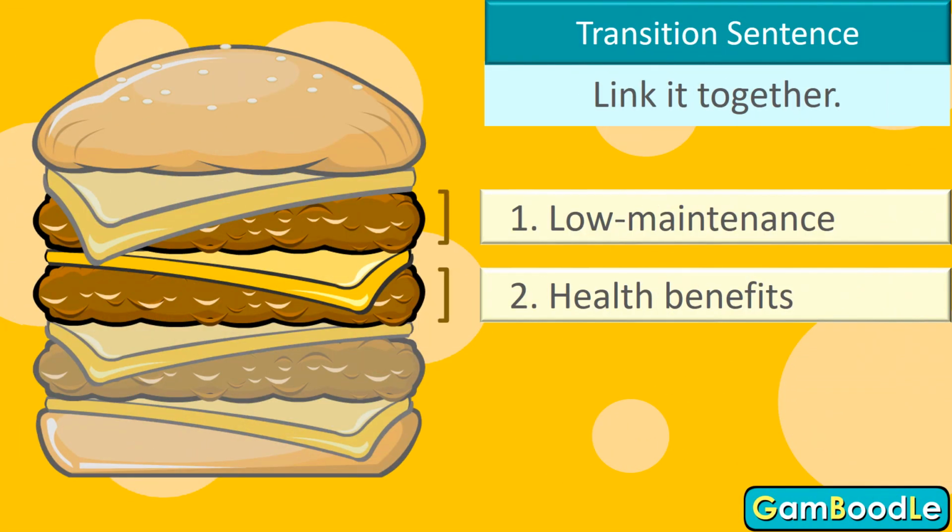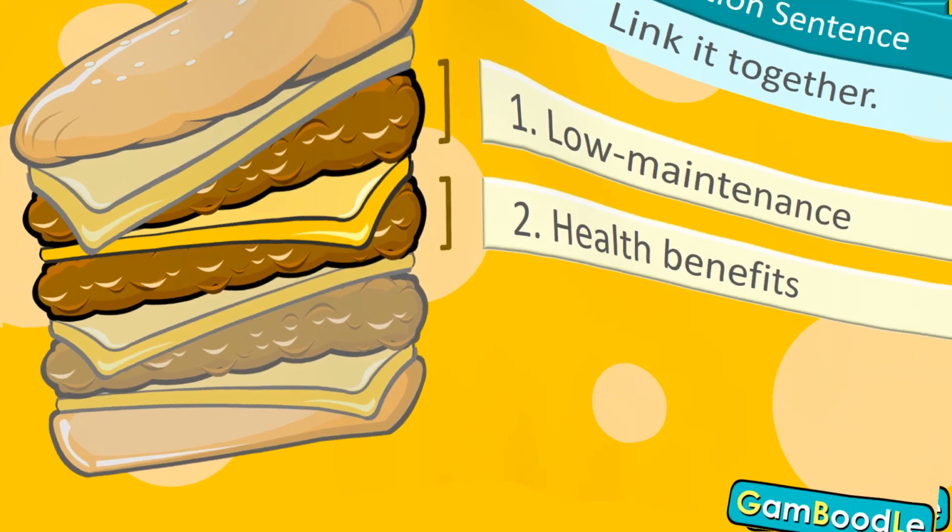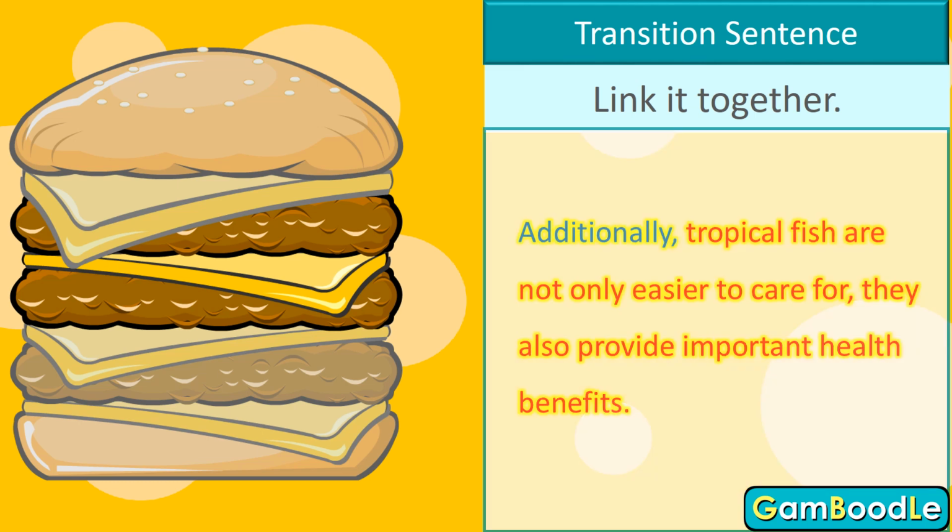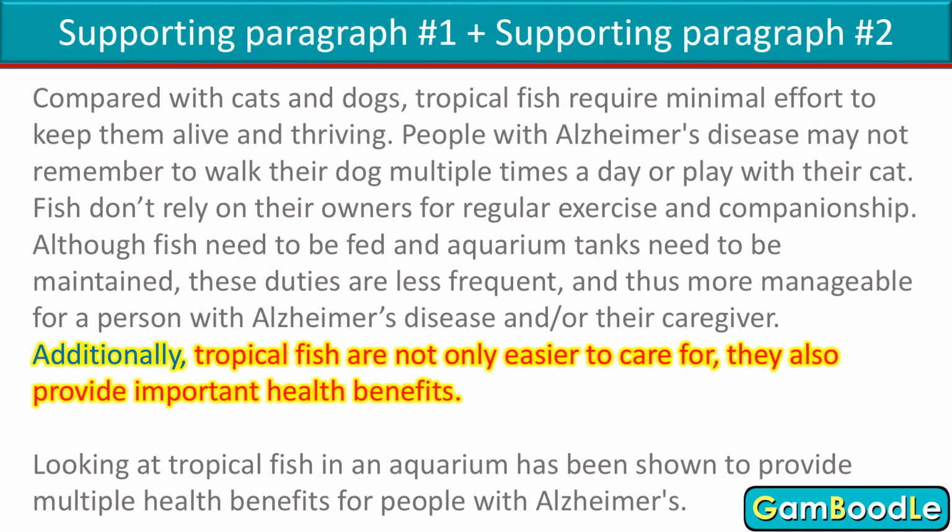We can also use a transition sentence to connect the first and second supporting paragraphs. For example, additionally, tropical fish are not only easier to care for, they also provide important health benefits. Take a moment to review the first supporting point paragraph and the beginning of the second supporting point paragraph.